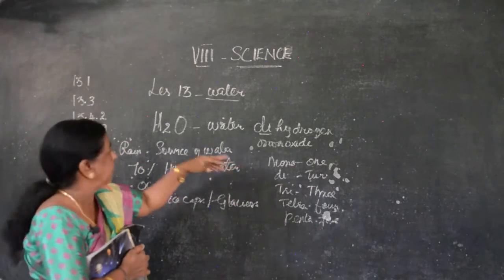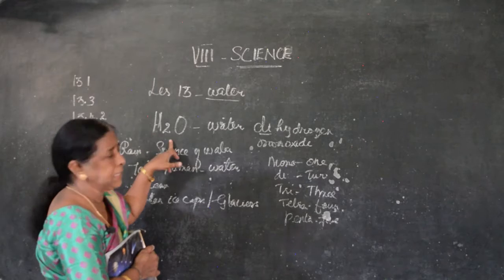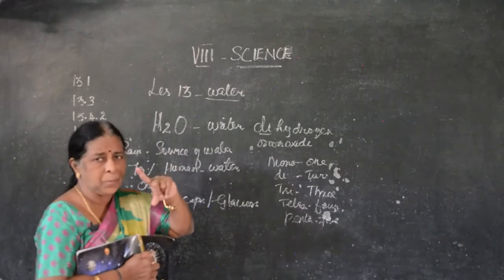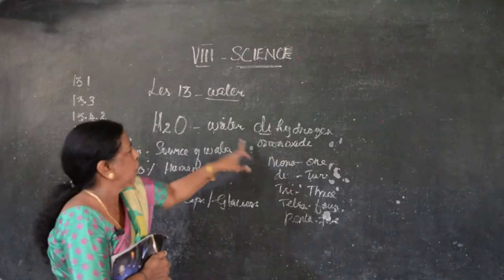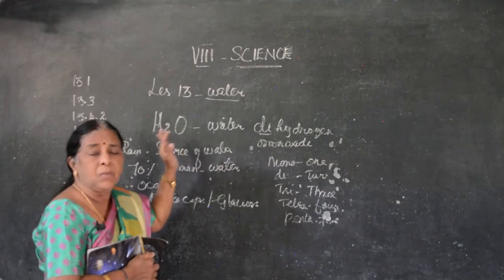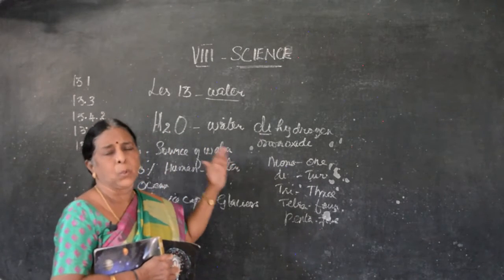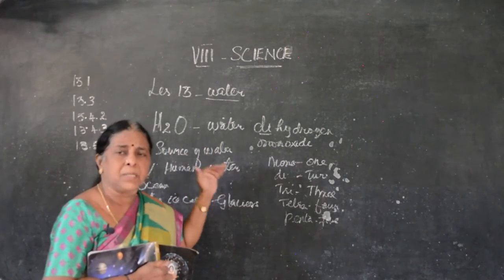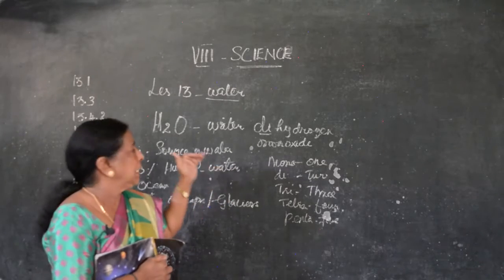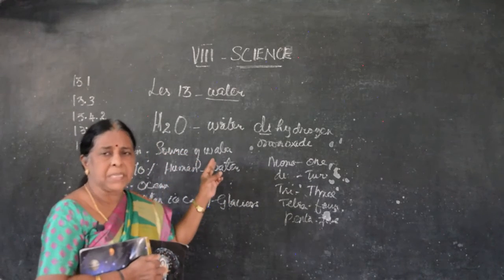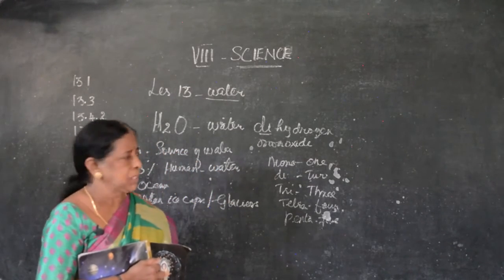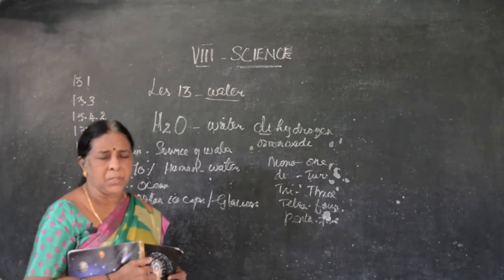How many hydrogen? Two hydrogen, so dihydrogen. How many oxygen? Only one oxygen element, so monoxide. Dihydrogen monoxide. What's the chemical name for water? Dihydrogen monoxide. We say dihydrogen monoxide because it consists of two atoms of hydrogen and one atom of oxygen. Okay, the sources of water we have seen.